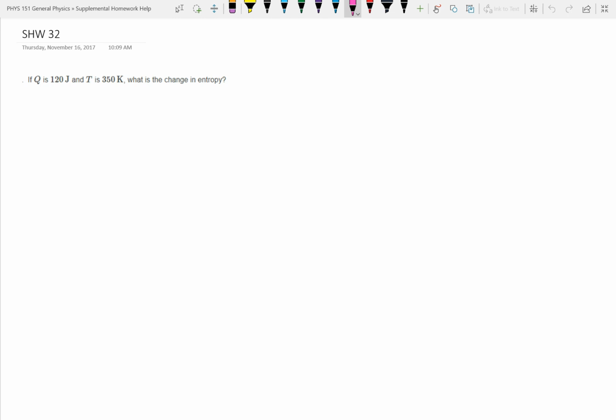First question: if Q is 120 joules and temperature is 350 Kelvin, what's the change in entropy? Oh, look, another thing we haven't talked about yet. This we may or may not have on the next test. I don't think I'm going to get to this in lecture on Friday, so it would probably be on the final exam only.